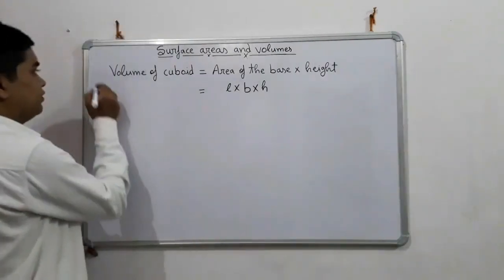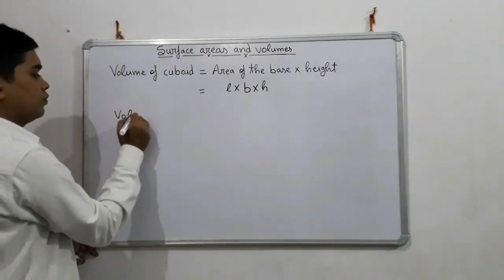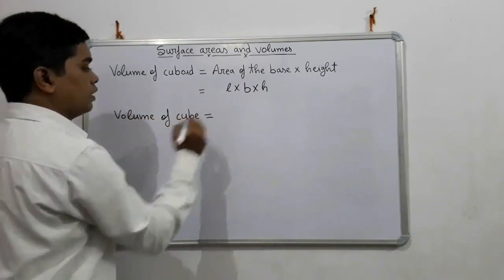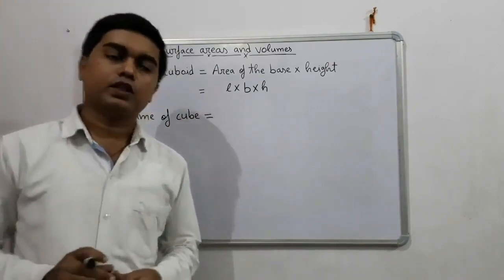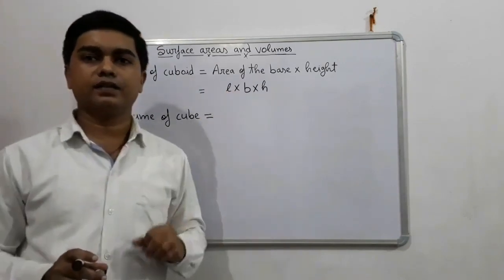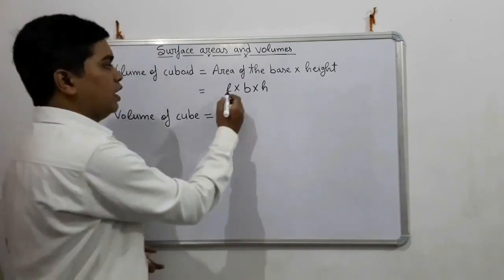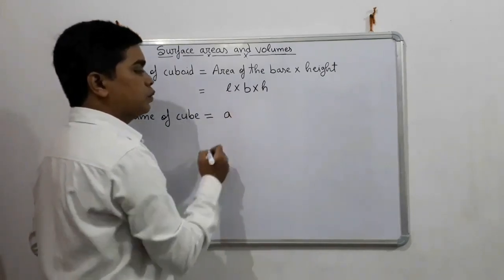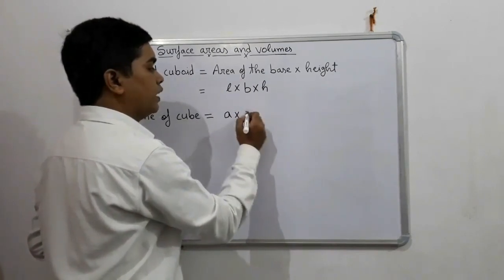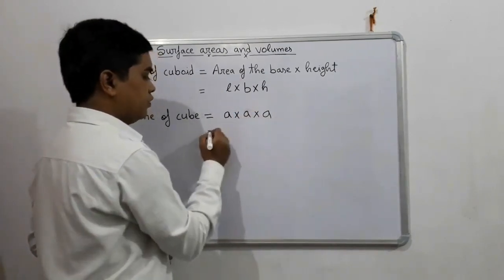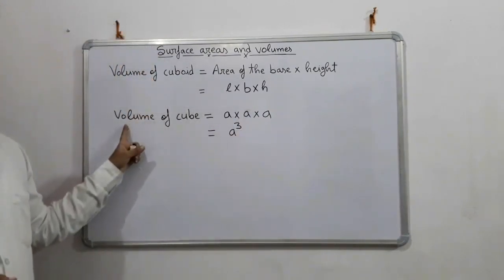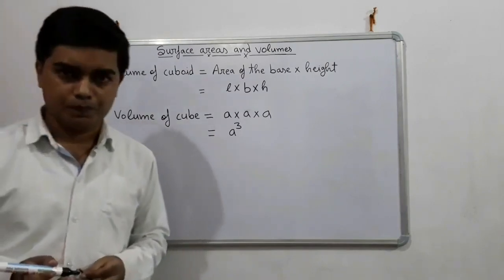Now we will find the volume of a cube. Children, I have told you, for the cube what we have to do is take length, breadth and height as the same. Means if you put L is equal to A, B is equal to A and H is also A, then what will you get? You will get A cube. So this is the formula for the volume of a cube.